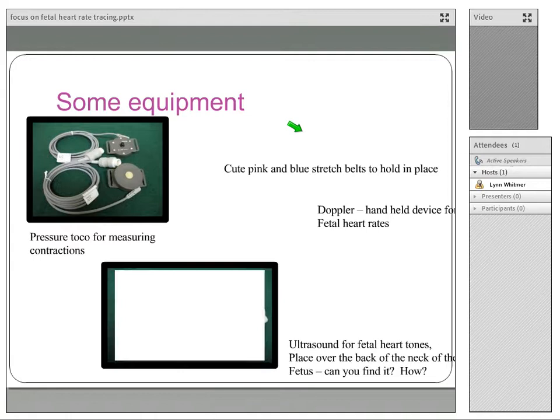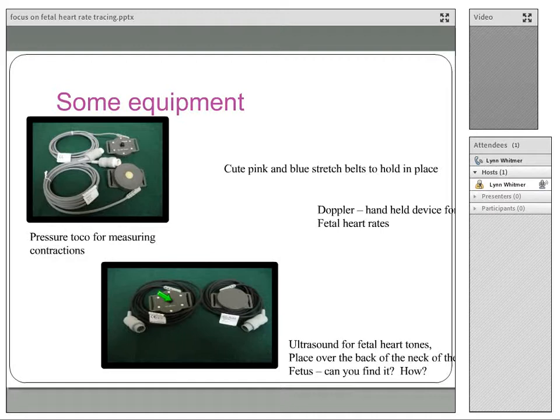The next device we see is the ultrasound, for listening to the heart tones. Again, this is the outside of the monitor, this is the inside. It's a little bit of a concave dome. We put jelly on there, electronic conductive jelly, so that we can pick up through sonar waves what the fetal heart rate is.